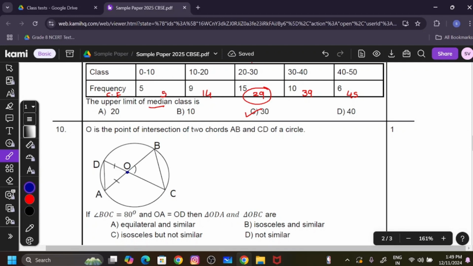So if you see here, AB is divided into OA and OB, and CD has been divided into OD and OC. OA is the smaller segment and OB is the bigger segment, and OD is the smaller segment and OC is the bigger segment. So OA should be equal to OD. You don't have to prove this, it is for 1 mark, but you need to know this theorem. And OB is equal to OC, right? OA is equal to OD, that means OB is also equal to OC. So this is isosceles, right? Now you see whether they are similar or not.